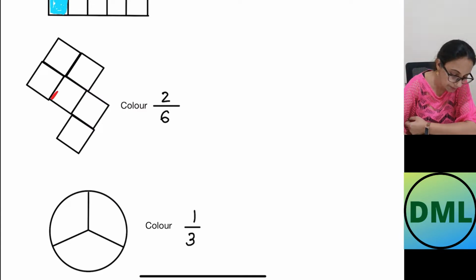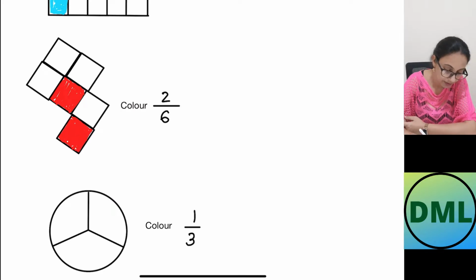So let's take, I pick this part. I color this one as red. And I color this one as red. You can color any of the parts as red. The only thing is you have to color 2 parts out of the 6 parts. So I colored 2 parts out of the 6 parts. Let's see one more example.